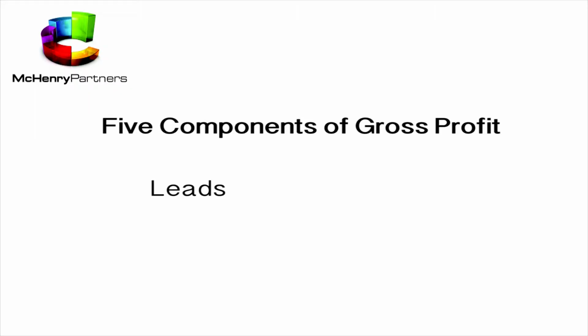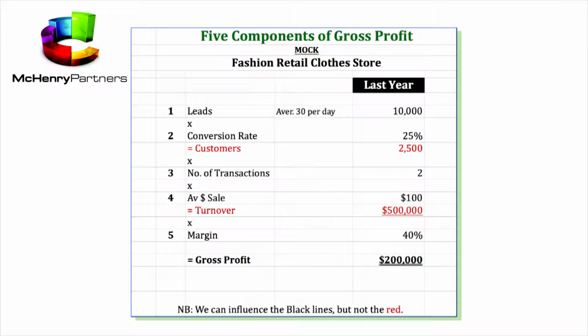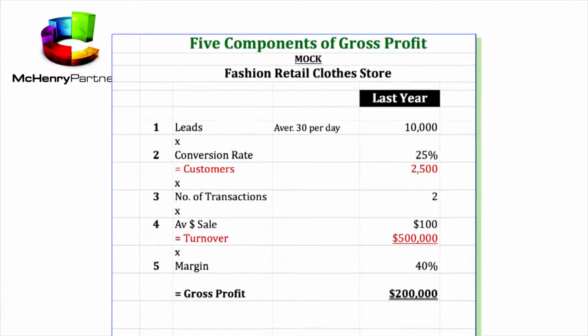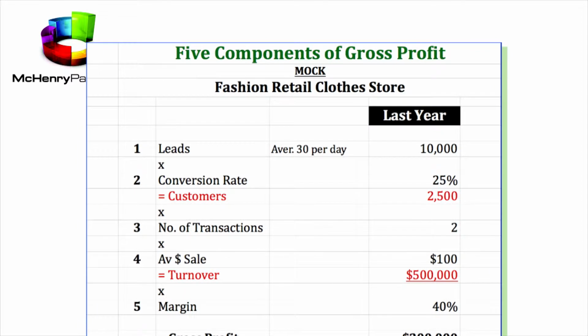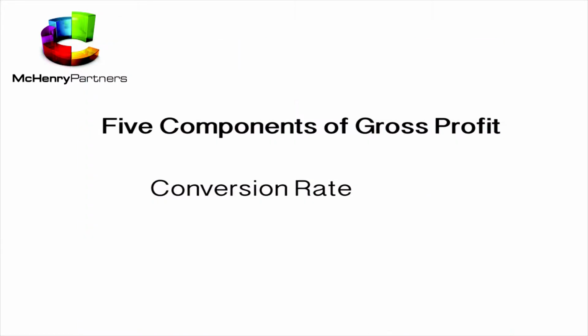So MOC has reviewed its records and the data it's gathered over the last 12 months and established the 5 components that are contributing to the $200,000 gross profit is as follows. The number of leads. MOC are attracting 200 potential buyers a week into their store, which equates to approximately 10,000 per annum. It's great to get leads, but you must be able to convert them into customers.